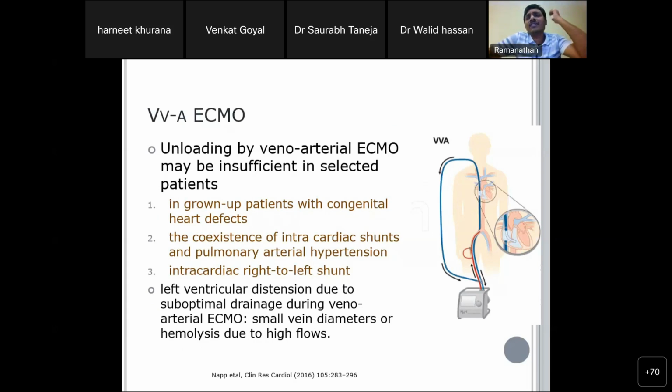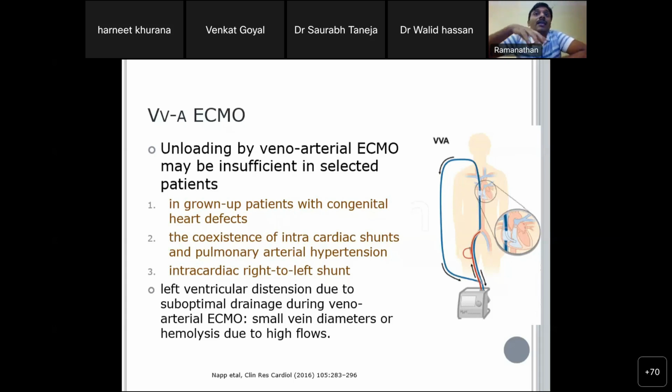Now, the other configuration, again, with a few case reports and a few case series so far, is the VVA ECMO. Here, it's usually blood draining from both veins and returned back to the body through the arterial cannula. It's a modification of your VA ECMO. So technically, this is a veno-arterial ECMO, except that you add in another drainage cannula to sometimes unload the right ventricle. It's usually used in patients with congenital heart defects.